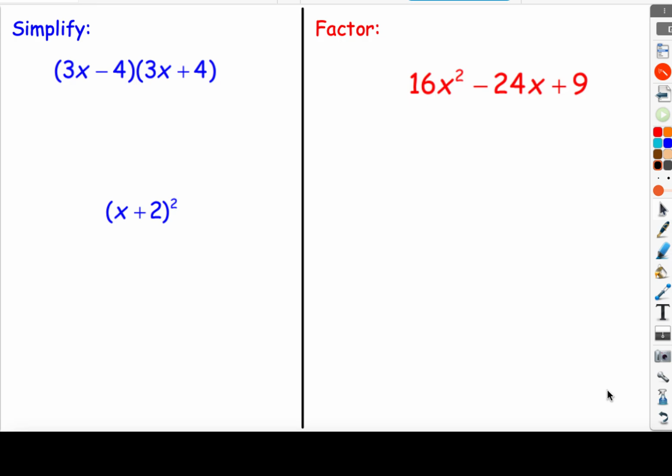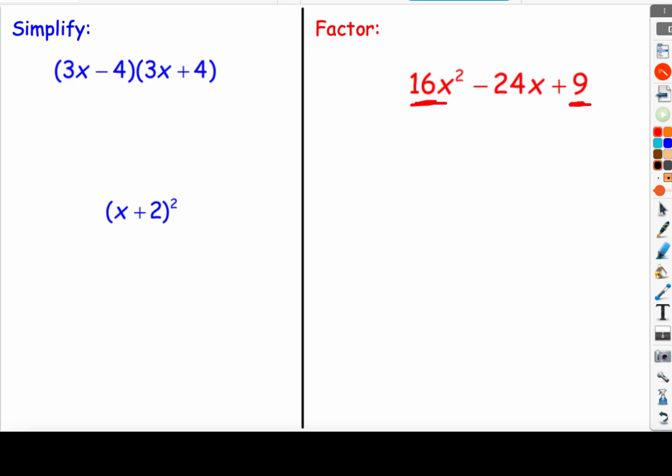All right, this video is going to talk about a couple of special patterns within factoring. And in order to understand those patterns, let's take a look at where they come from. Now, you might notice this red trinomial over here at the right that we want to factor. It might stick out to you that there are perfect squares, 16 and 9, in the front end and in the back end of this trinomial.